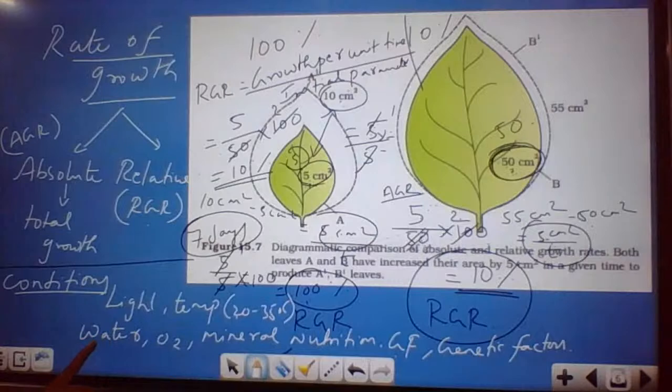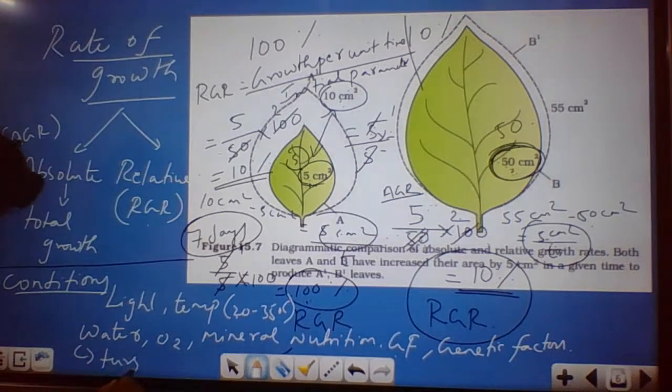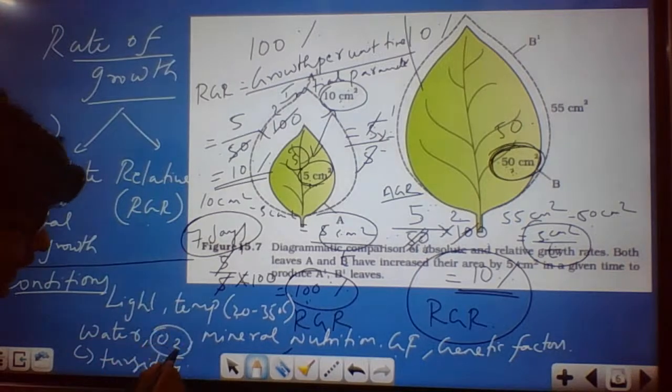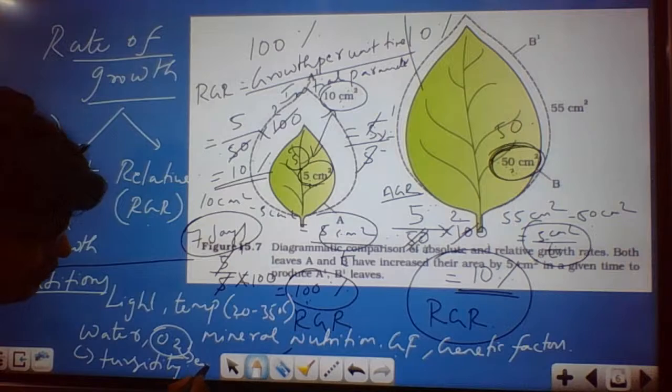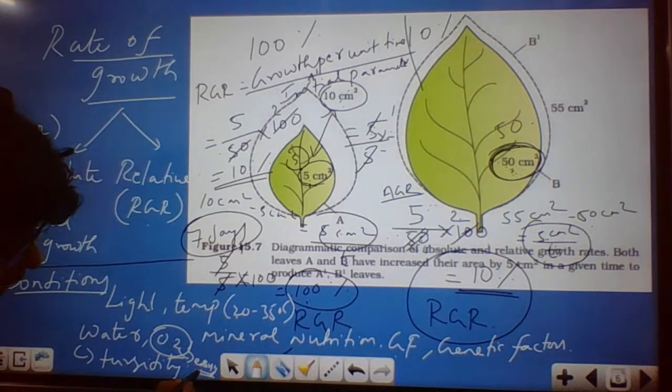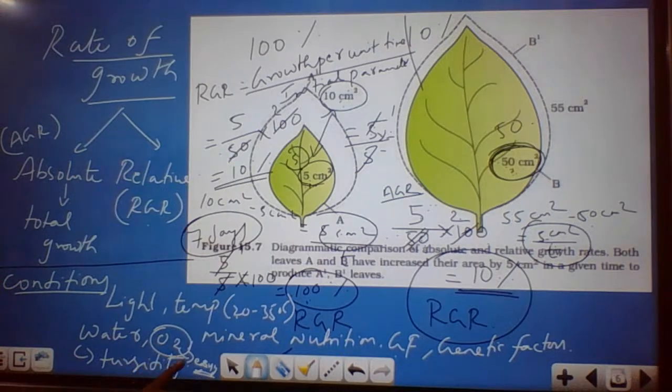Then coming to water, water is very important to maintain the turgidity of the cells. Then we discussed oxygen. Oxygen is for metabolic energy. For all the metabolic energy, it requires oxygen. I'm dictating this because it's not clear: metabolic energy requires oxygen.